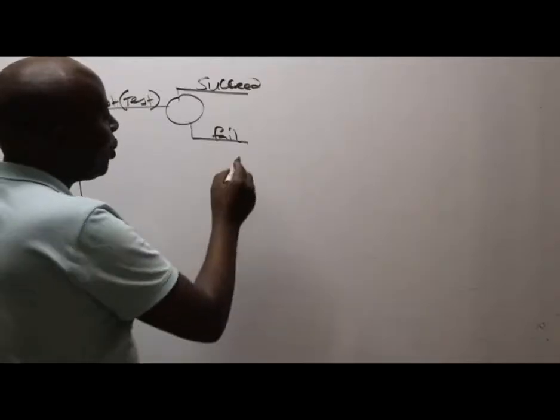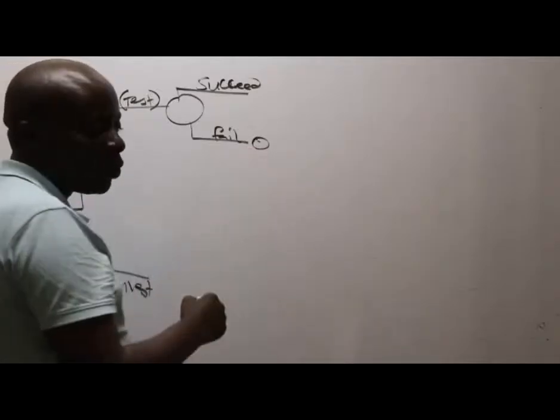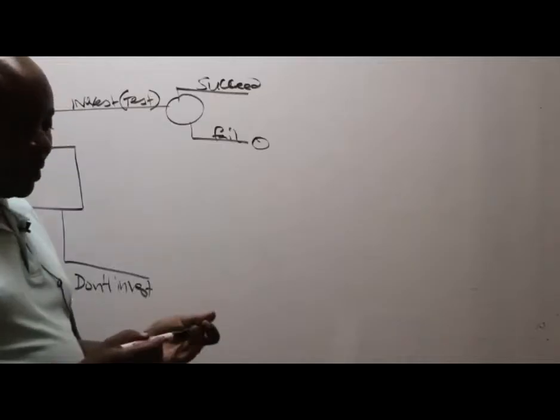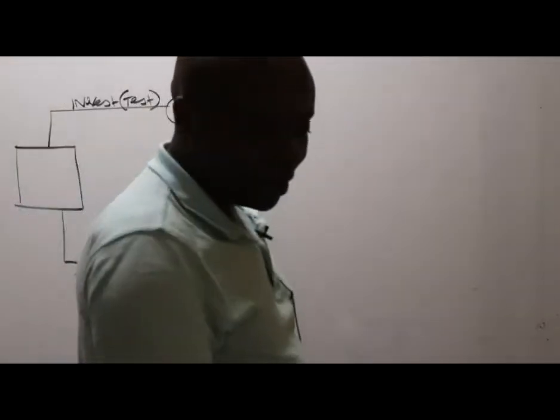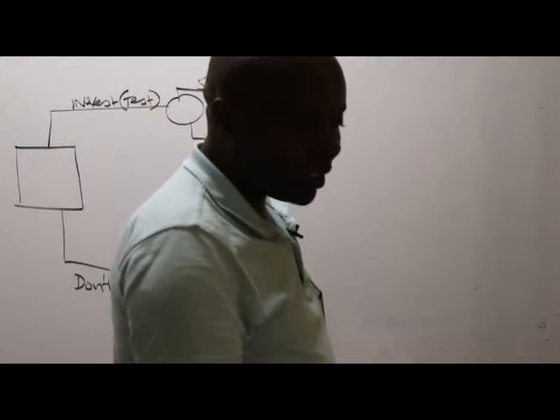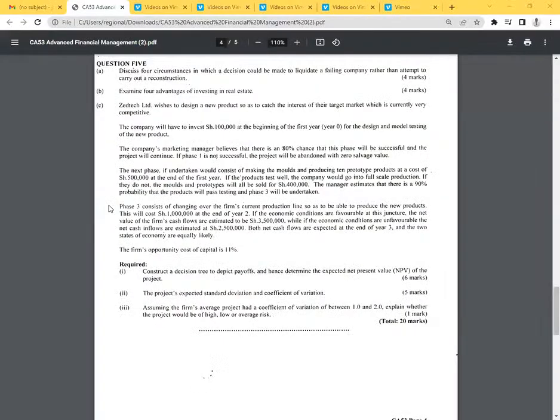And if we fail, what have they told us? That we shall be able to sell without realizing anything whatsoever. They've told us that the marketing manager believes that there is an 80% chance that this phase will be successful and the project will continue. If phase one is not successful, the project will be abandoned with zero salvage value. So we have got 80% and 20%.